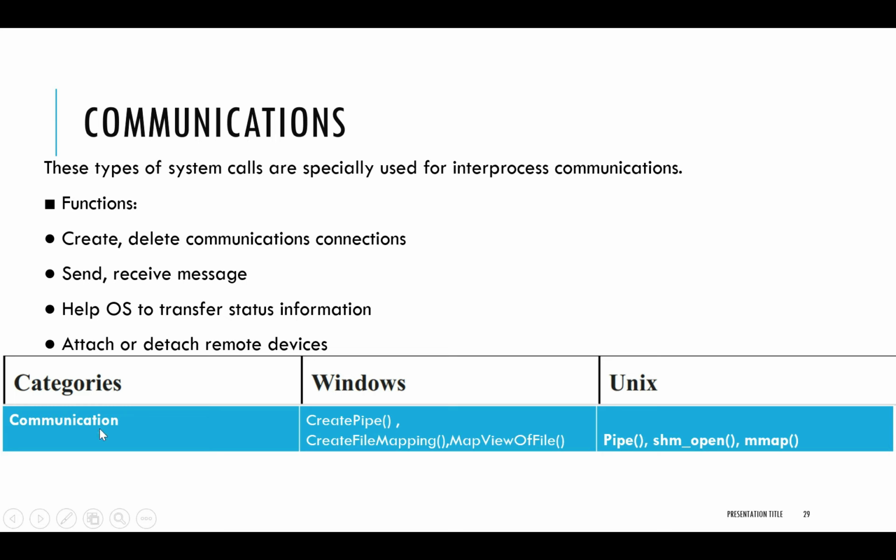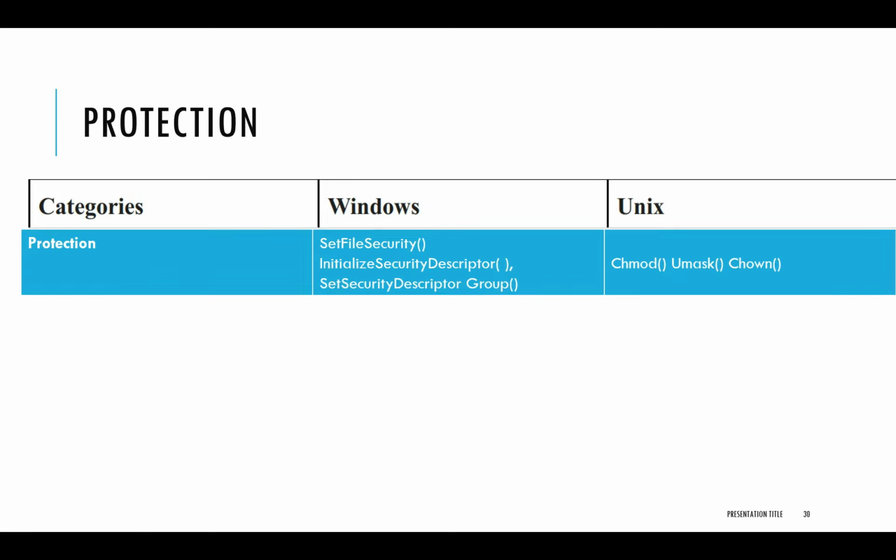The major system calls used for communication in Windows are the create pipe system call, create file mapping system call, and map view of file system call. And in Unix, there are the pipe system call, shm_open system call, and mmap system call. In addition to all these five types, there is one more type of system call which is used for protection. In Windows, set file security system call, initialize security descriptor system call, set security descriptor group system call. In Unix, chmod system call, umask system call, and chown system call.